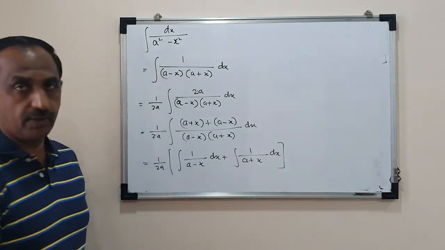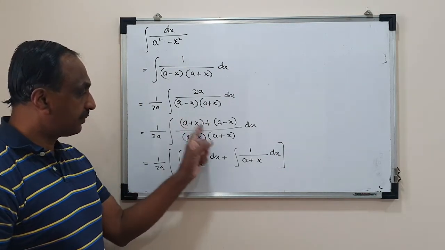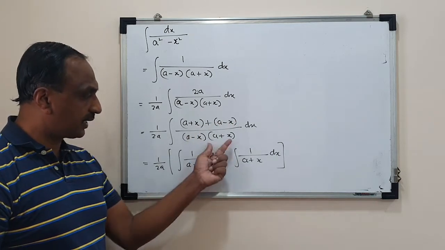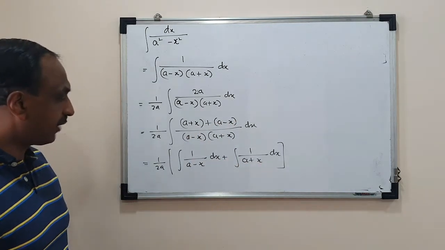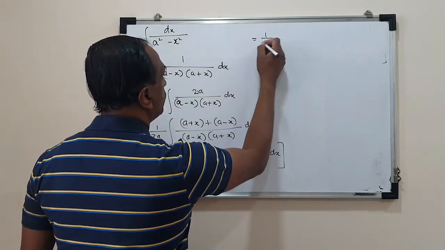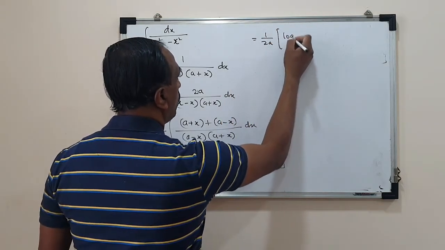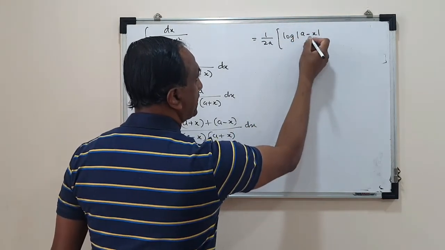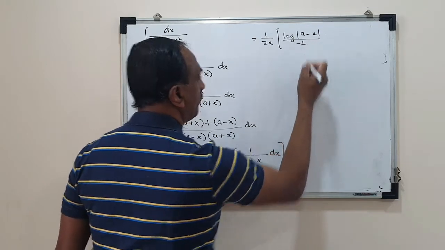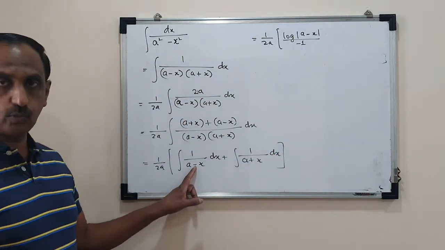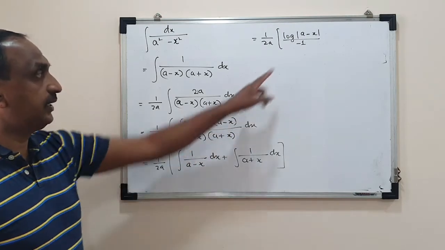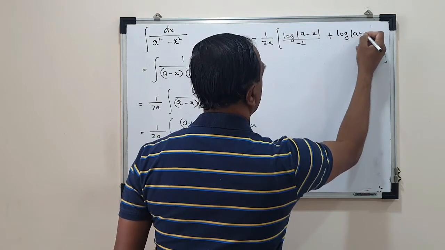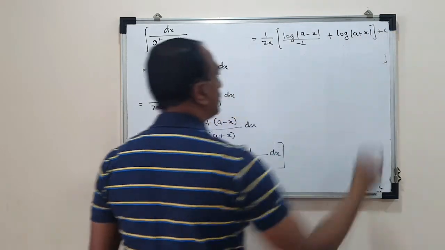Like the previous one, I am not giving much explanation. When you separate it, a plus x got cancelled, a minus x will remain. When you separate this one, a minus x will get cancelled, a plus x will remain. Now be careful about the integral. This is 1 by 2a log of a minus x. But x has a coefficient here, so you need to divide by minus 1. The x coefficient is minus 1, so you need to divide by minus 1. Here log of a plus x. Here the coefficient is 1, so we don't have to write that.